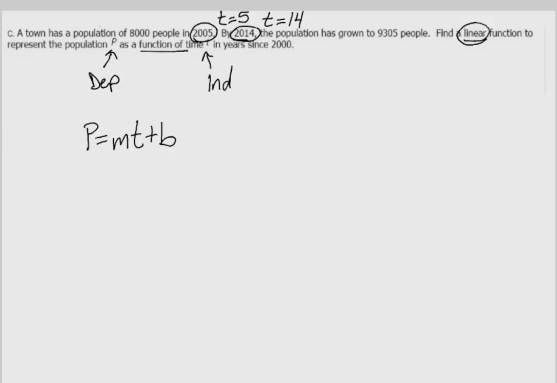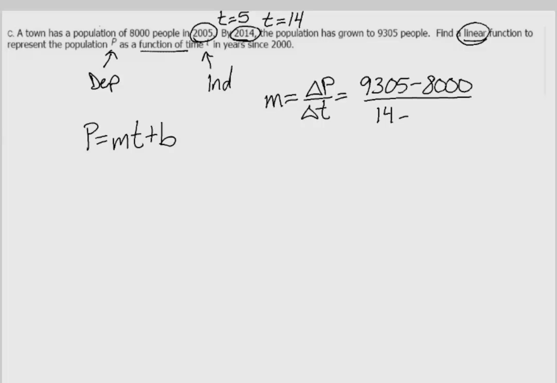When I calculate my slope, I will have the change in the dependent variable divided by the change in the independent variable. So I will have the change in p divided by the change in t. So I will have my second population, 9,305, minus my first population, 8,000, divided by my second time, 14, minus my first time of 5.